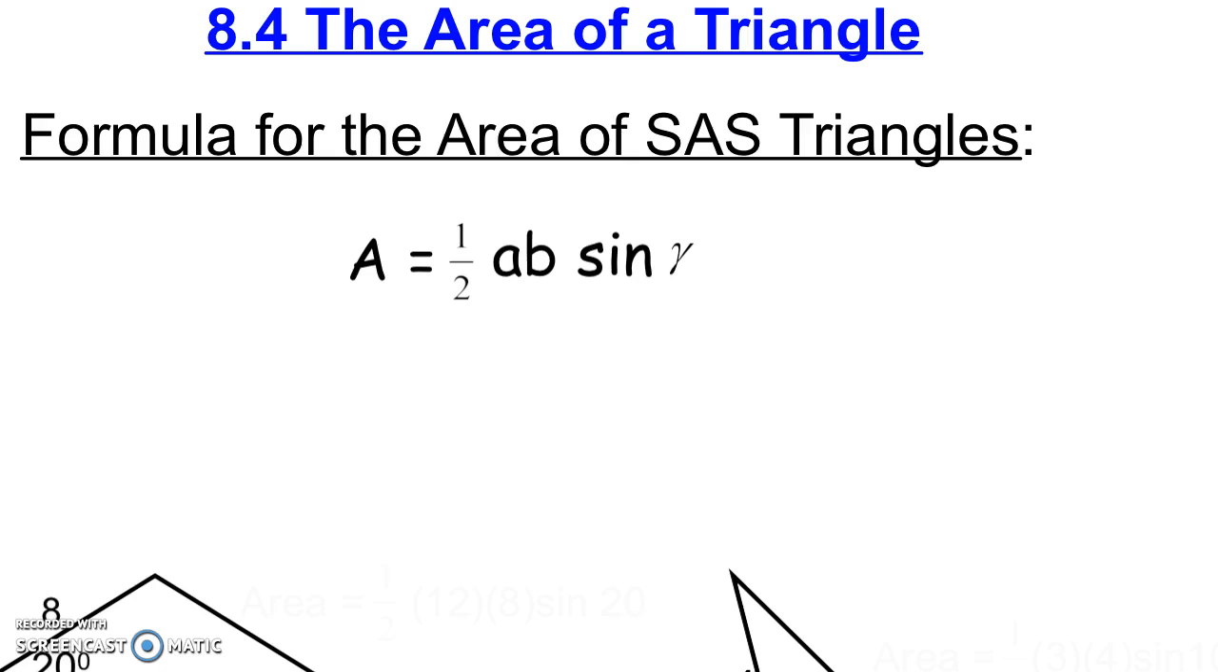So if you look at the formula on your screen, we have area of a triangle is 1/2 a times b times the sine of the angle. B times the sine of the angle is essentially the same as the height of the triangle.